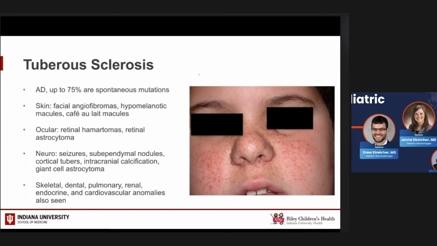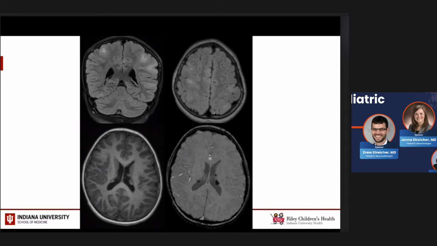Okay, so let's look at some imaging examples of TS. So top left image, we've got a coronal FLAIR sequence, and this nicely depicts our T2 FLAIR hyperintense lesions in the subcortical white matter, kind of blurring the gray-white interface. So we see in the right parietal lobe, left parietal lobe. These are the areas that we see the cortical and subcortical tubers.